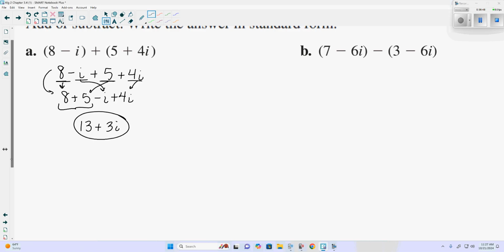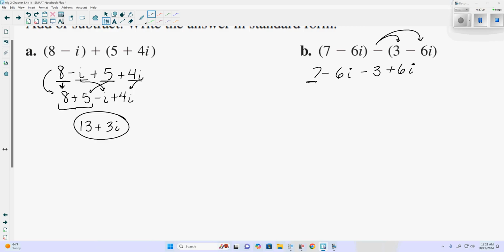Now let's look at this here. Our 7 minus 6i does not have a number or sign in front of it besides positive 1, so it's going to say 7 minus 6i. Now the second one, we're subtracting it. We have that negative in front, so we do need to distribute that negative across the parentheses. So our positive 3 is going to become negative 3, and our negative 6i is going to become positive 6i.